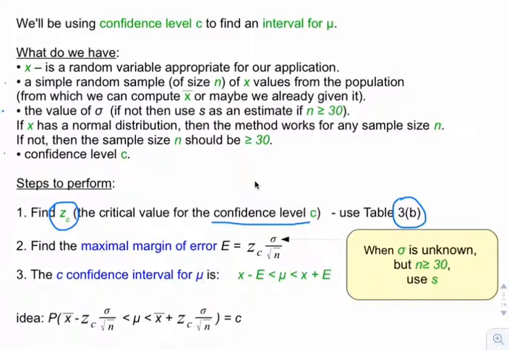And then we're going to see what our margin of error is. Our error, which you saw from the warm-up slides, is given by E equals Z sub C times sigma over the square root of n. That is Z sub C times the standard deviation of your sample mean. The confidence interval is X bar minus E to X bar plus E.